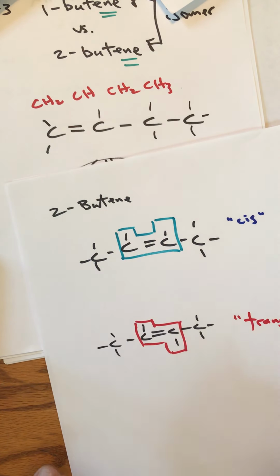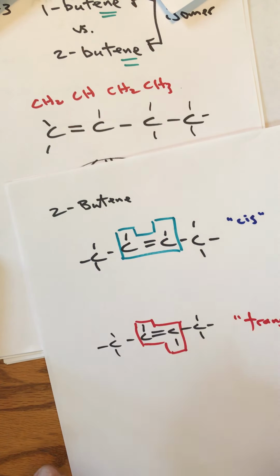1, 2, 3, 4. 4 is my longest chain, no matter what. My prefix is bute. Single bonds, my suffix is ane.